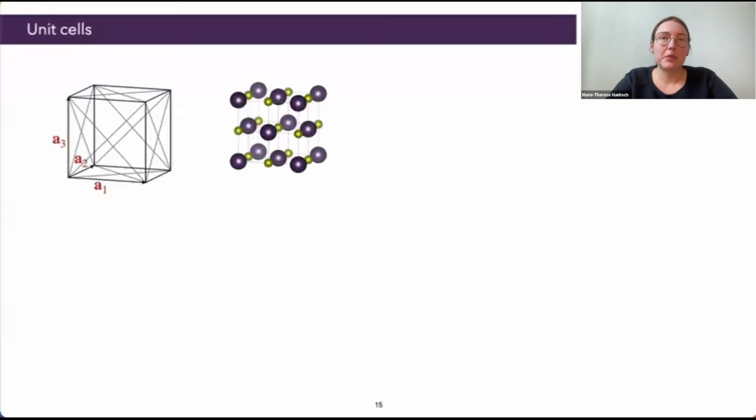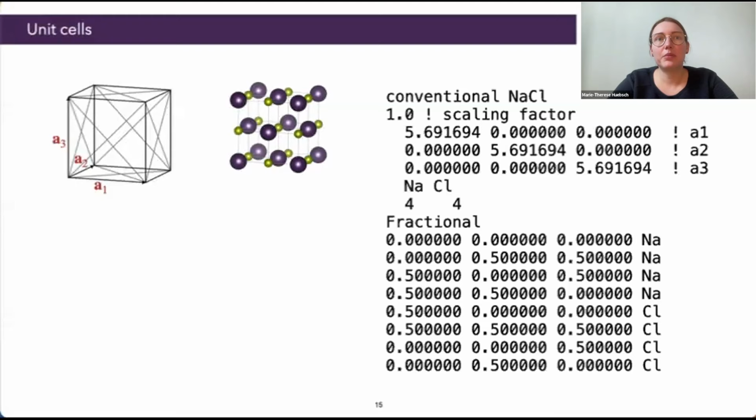It probably becomes clearer in this picture. Here we see the same example as before, sodium chloride, which is such an FCC structure. The unit cell that we see here can be presented to VASP with the following POSCAR file. In the first line, we have just a comment line, then a scaling factor to scale the whole system. Next, you can see the three lattice vectors, A1, A2, and A3. After the exclamation mark is just a comment. This is ignored by the code.